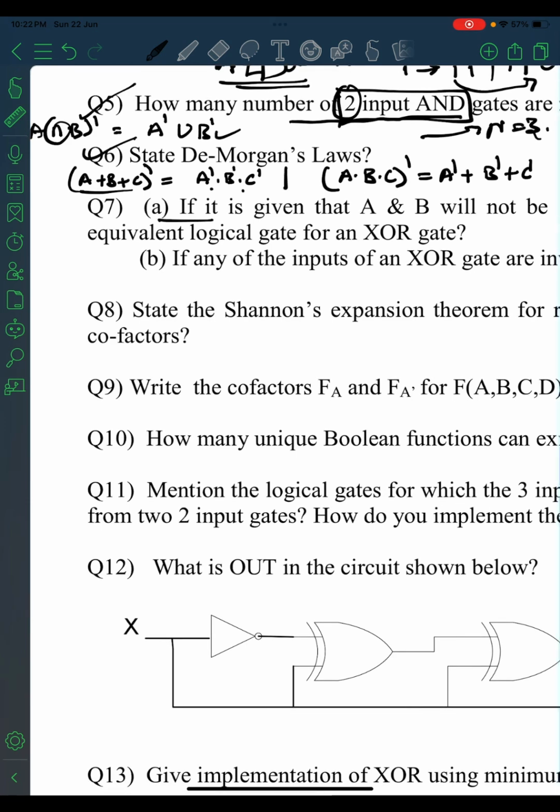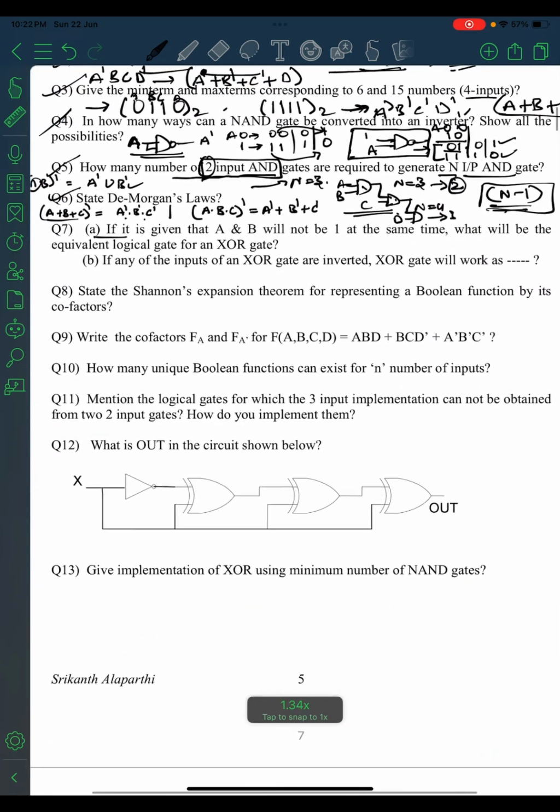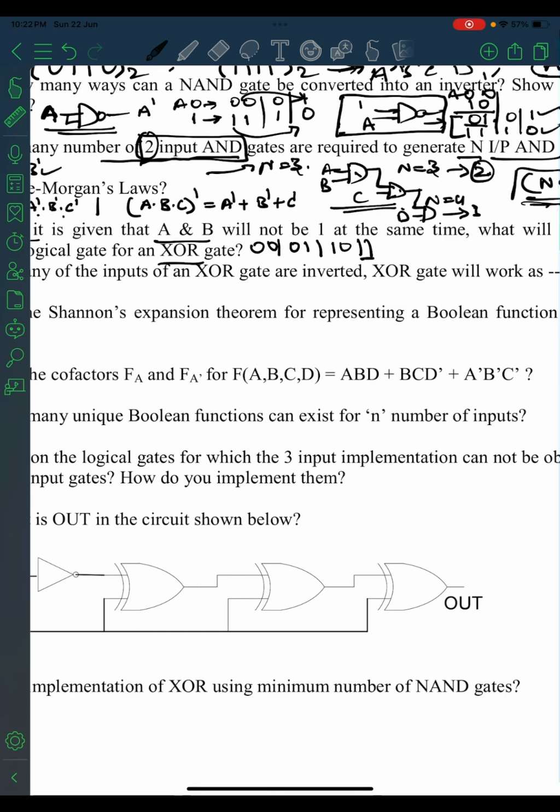In the seventh one, it is given that A and B will not be 1 at the same time. What will be the equivalent logical gate for an XOR gate? Here A and B will not be 1 at the same time, meaning the cases are 0 0, 0 1, 1 0, and 1 1. Here A and B cannot both be 1, so this is the don't care case. If both are 0, then XOR is 0. If it is 0 and 1, XOR is 1. If it is 1 and 0, XOR is 1, and the last is the don't care case.